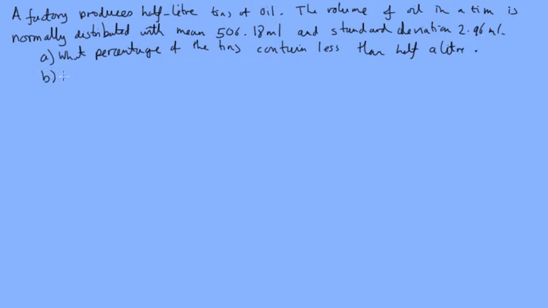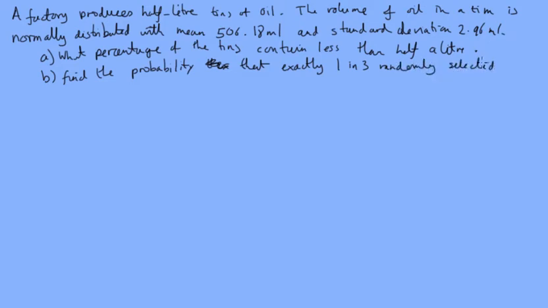And secondly, find the probability that exactly 1 in 3 randomly selected tins contain less than half a litre.